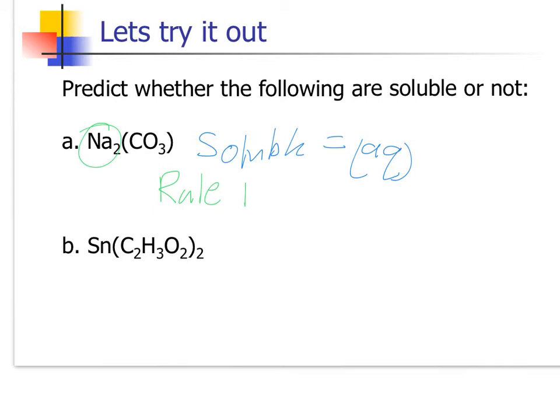B, where you have tin 2 acetate. Again, not always easy, but it is soluble, and therefore that means that it's aqueous. The reason why is Rule 2, acetates and nitrates. Even though we're not dealing with a nitrate here, we still say acetates and nitrates.